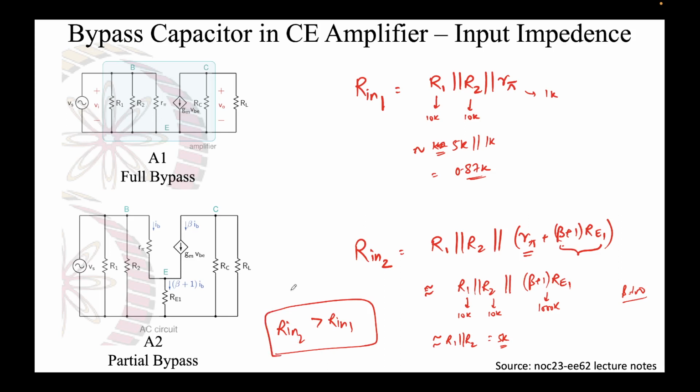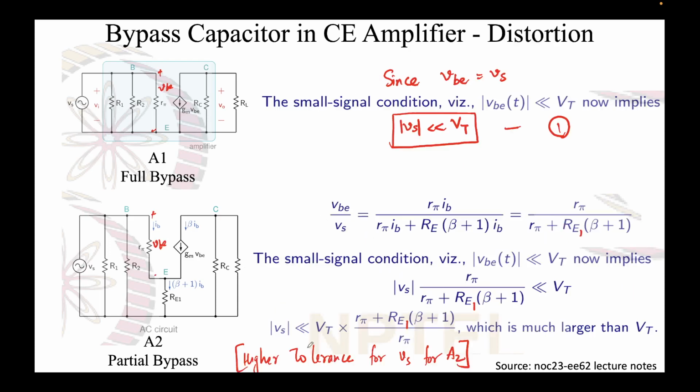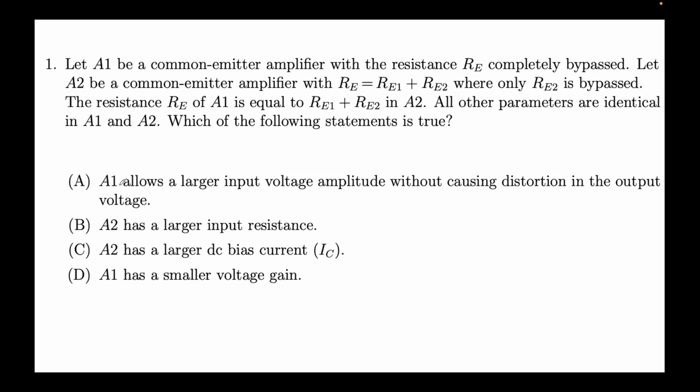So now we are equipped with all the values that we wanted to discuss. First, option A: A1 allows a larger input voltage amplitude without causing distortion in output voltage. We saw that's not the case. We saw higher tolerance for Vs for A2. A1 does not allow higher input voltage amplitude, it's A2, so this option is incorrect.